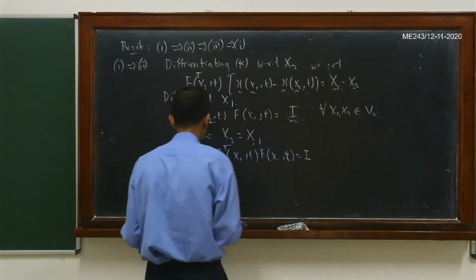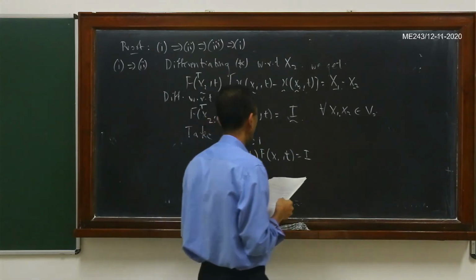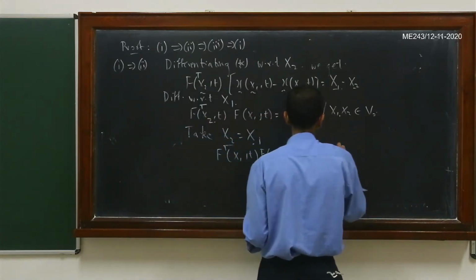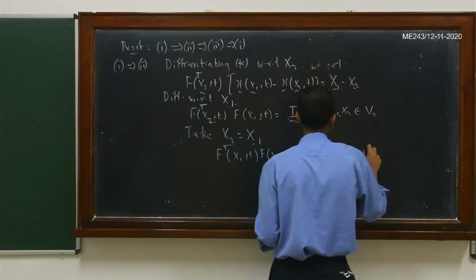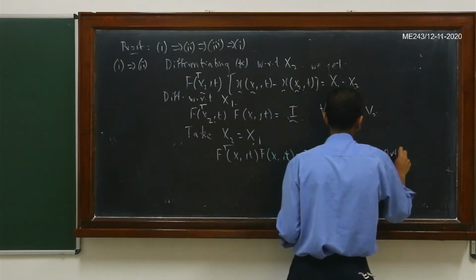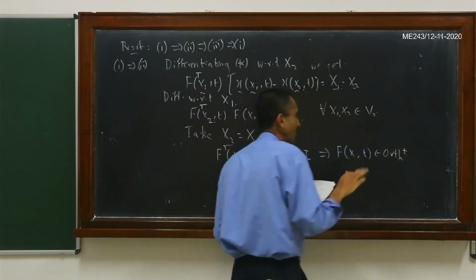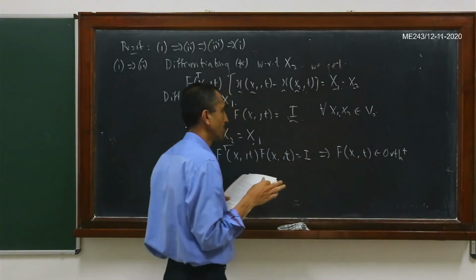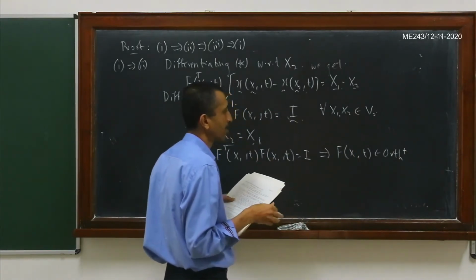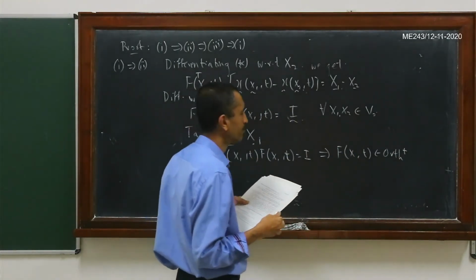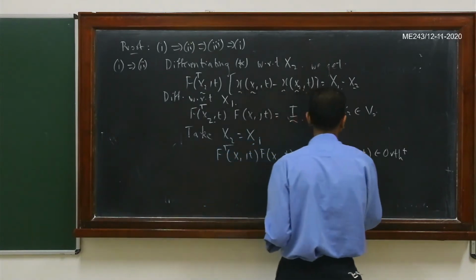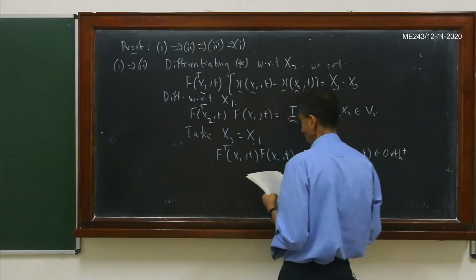But that means that it is orthogonal, right? So this implies that f of x comma t belongs to orth plus, because the determinant is always greater than 0, and so once we say that it is orthogonal, it also has to be proper orthogonal, right? So this is f of x comma t belongs to orth plus.